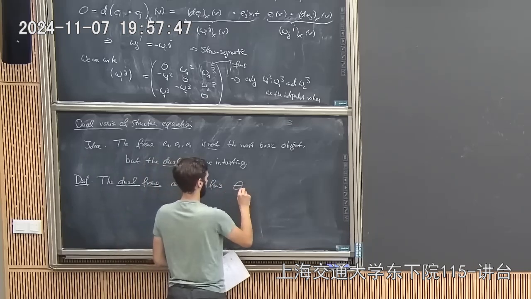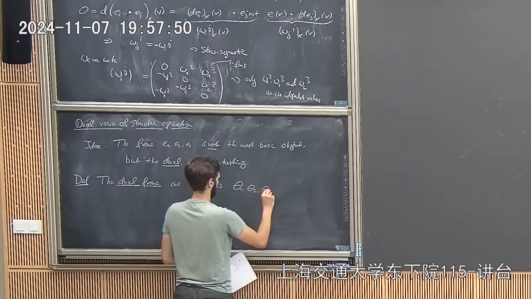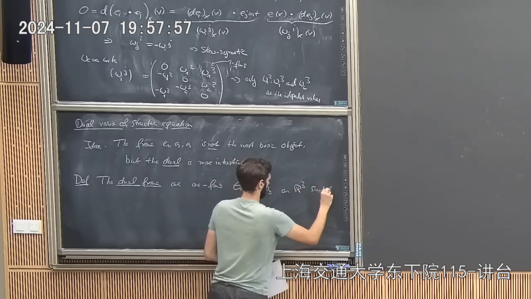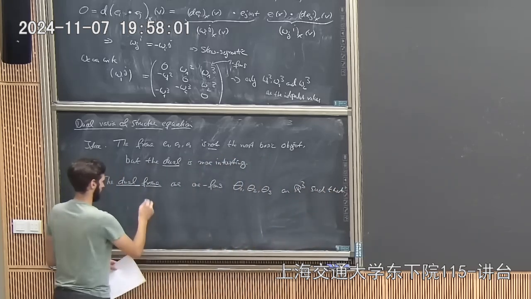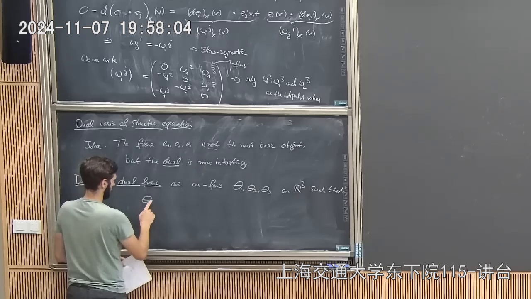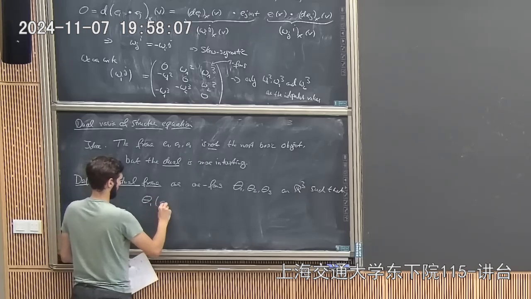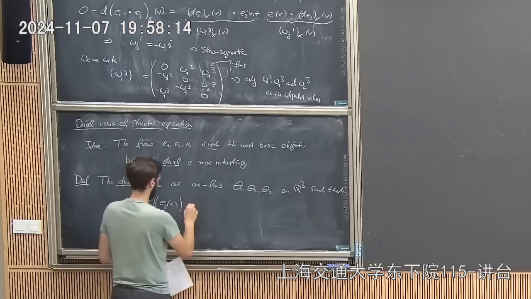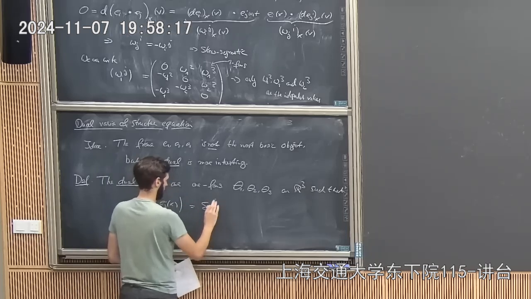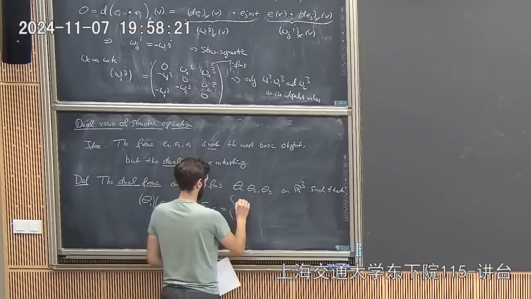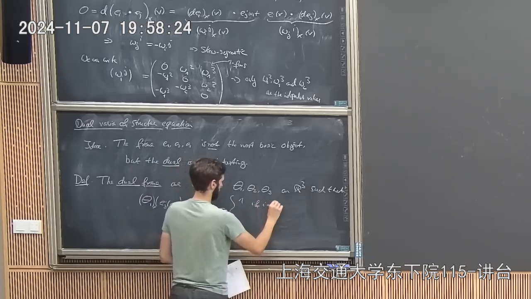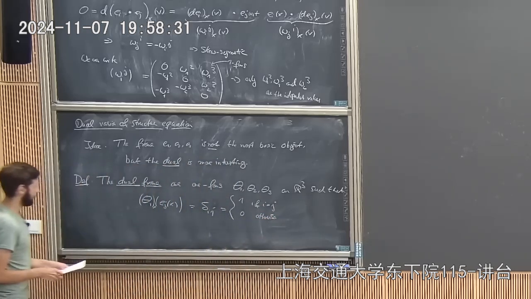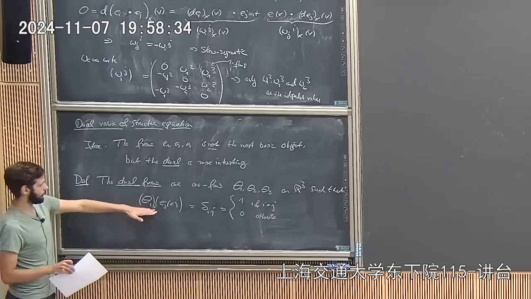So what we have is three one-forms, all of them one-forms on R^3, such that omega_i, if I plug in the vector e_j, what I get is delta_ij. So that is 1 if i equals j and 0 otherwise. So these are one-forms which have this defining property.